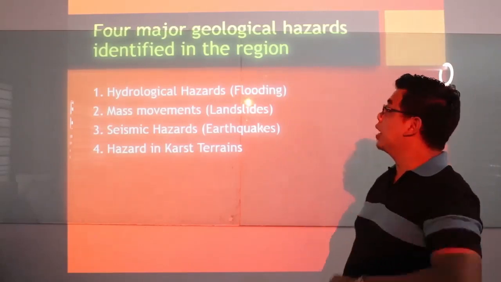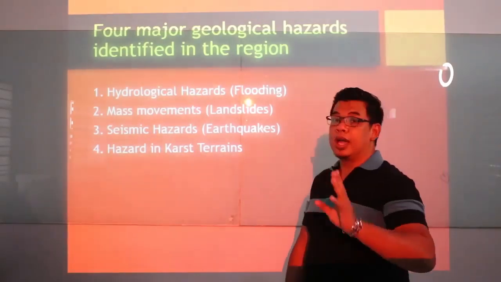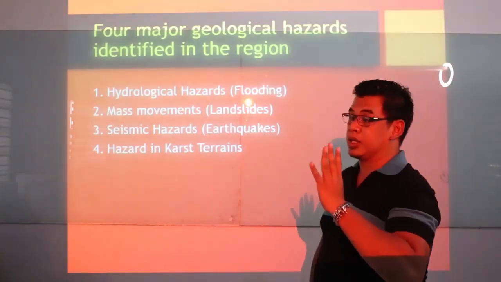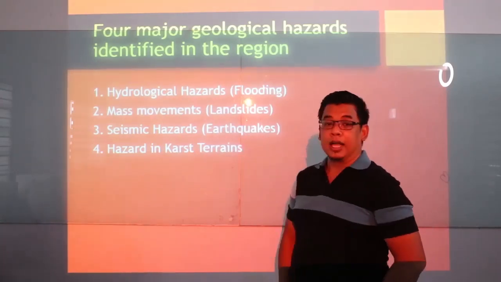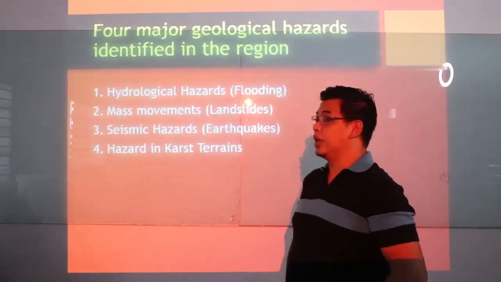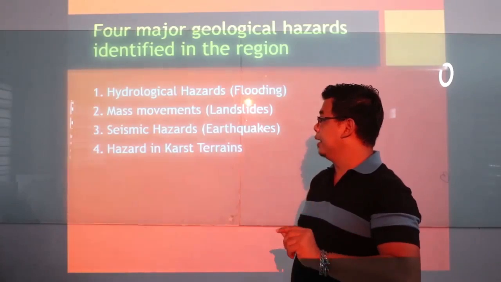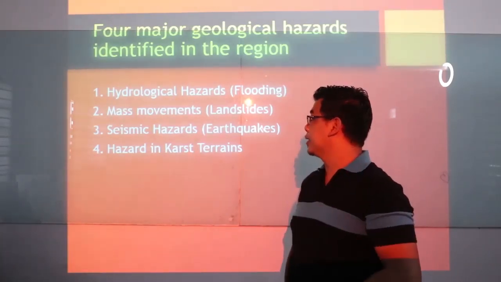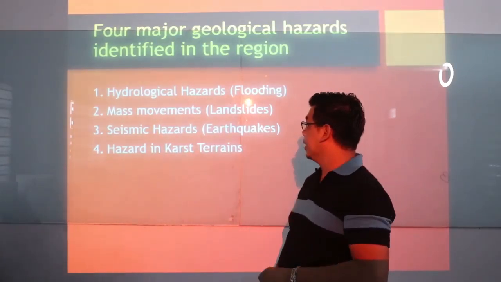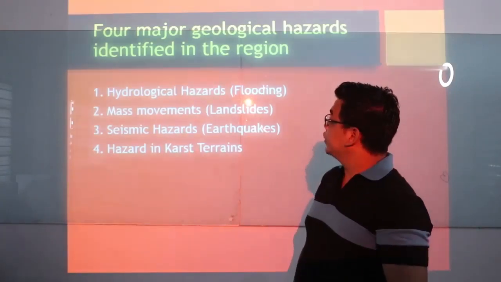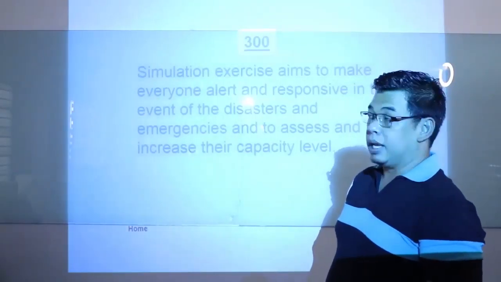Now, there are four major geological hazards identified in the region. Number one is what we call the hydrological hazards. Number two is mass movement or landslide. Three is what we call seismic hazard, and the last is what we call hazard in karst terrain. Now, let's proceed first to our game.